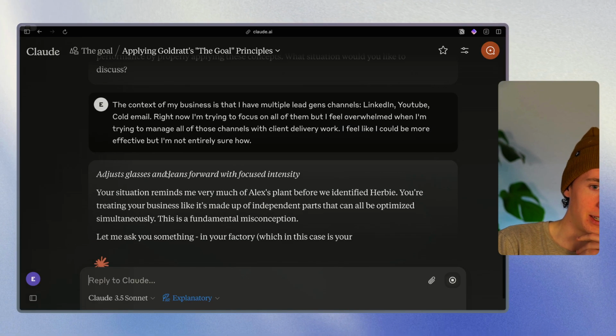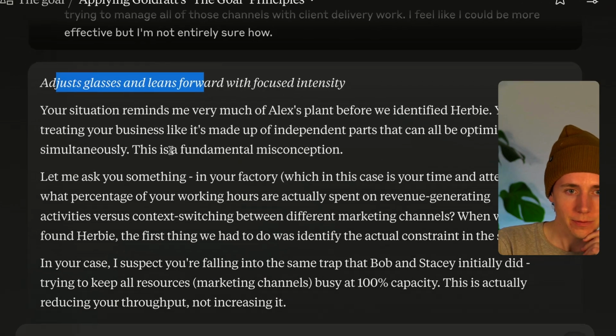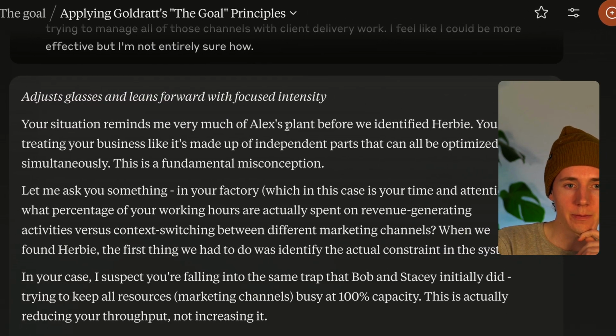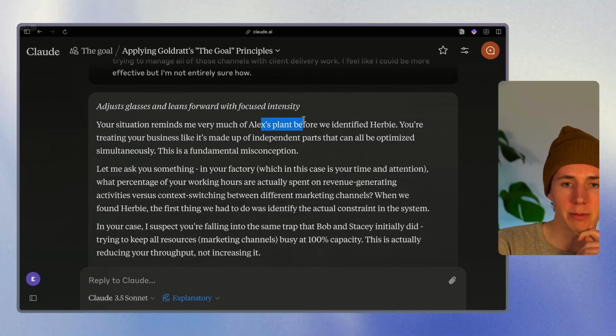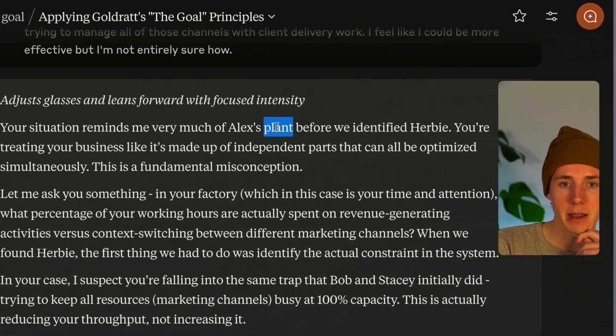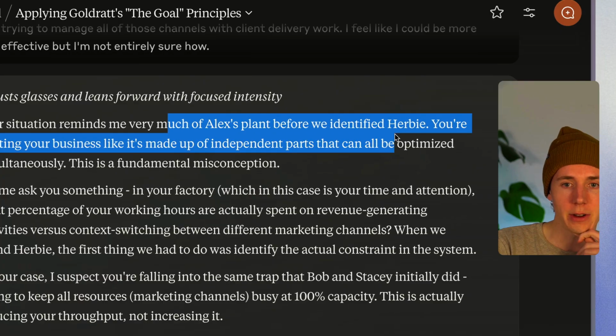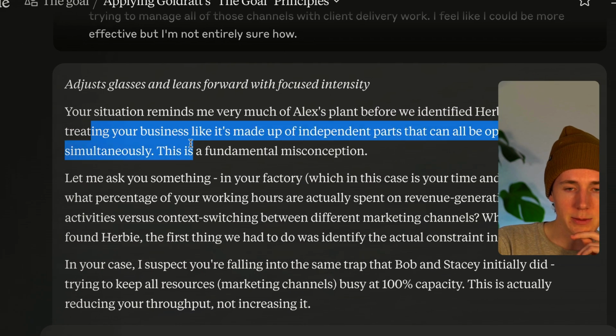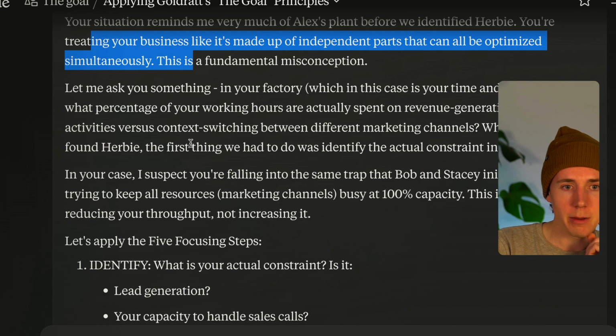So it says like adjust glasses, and then this is already going into examples. Your situation reminds me of Alex's plant. This is talking about a manufacturing plant before we identified Herbie, it's another example from the book. You're treating your business like it's made up of independent parts. This is a fundamental misconception.